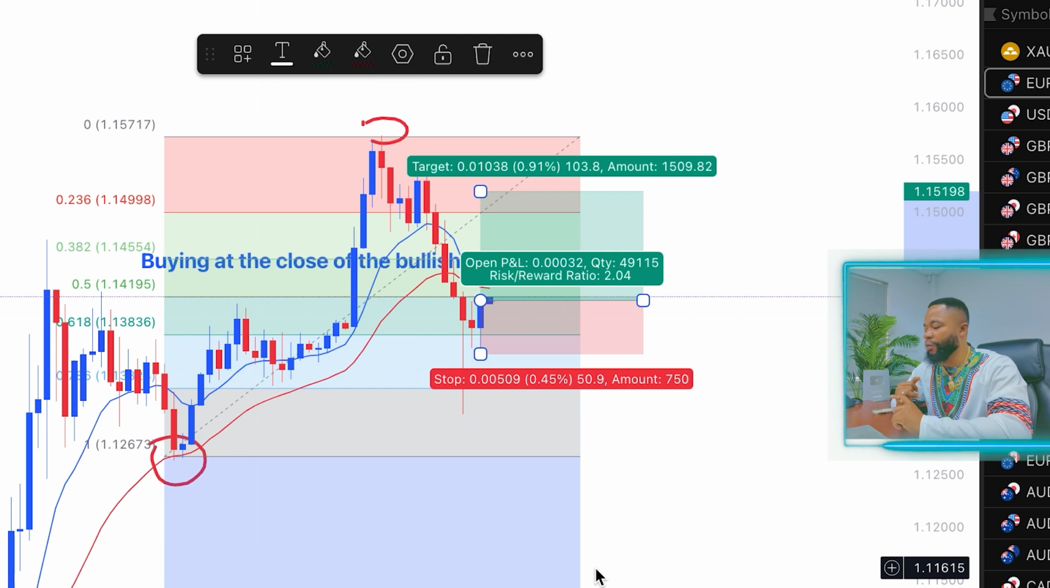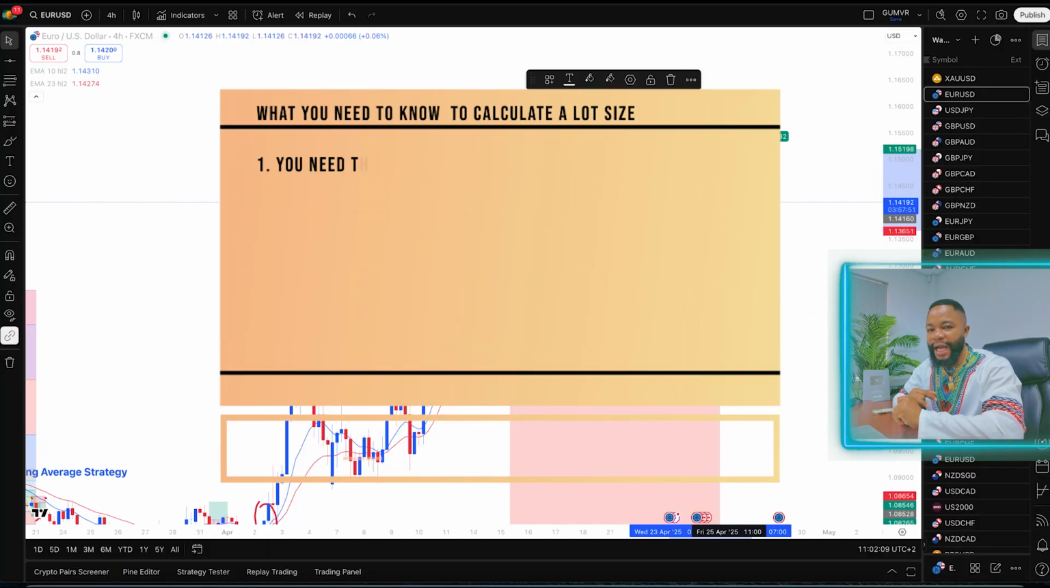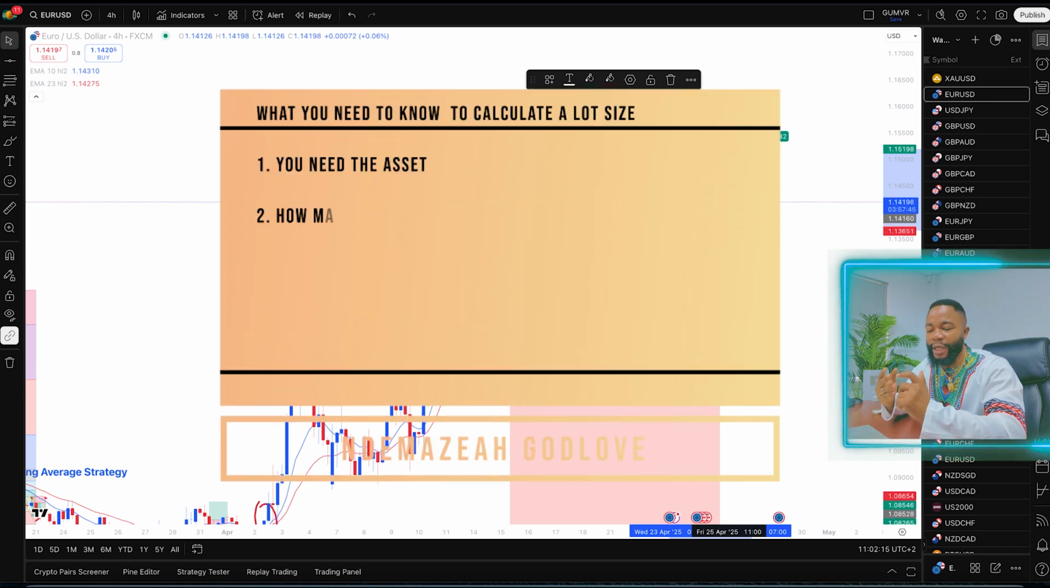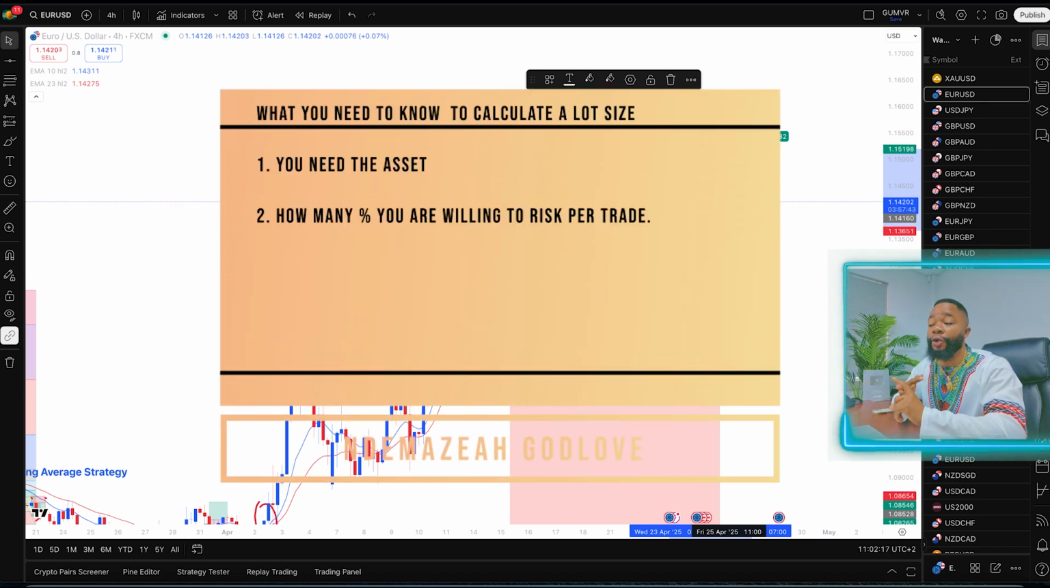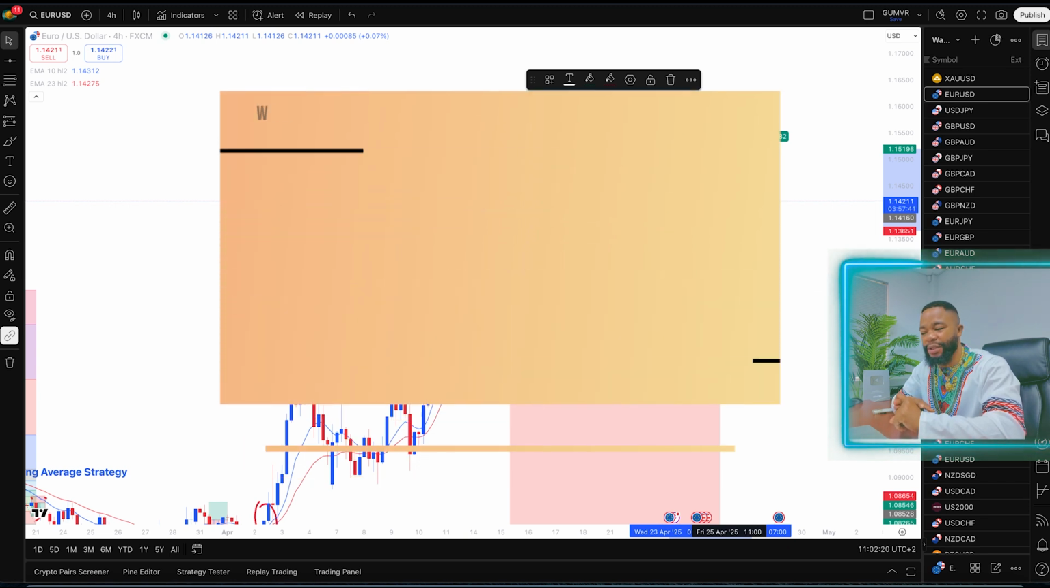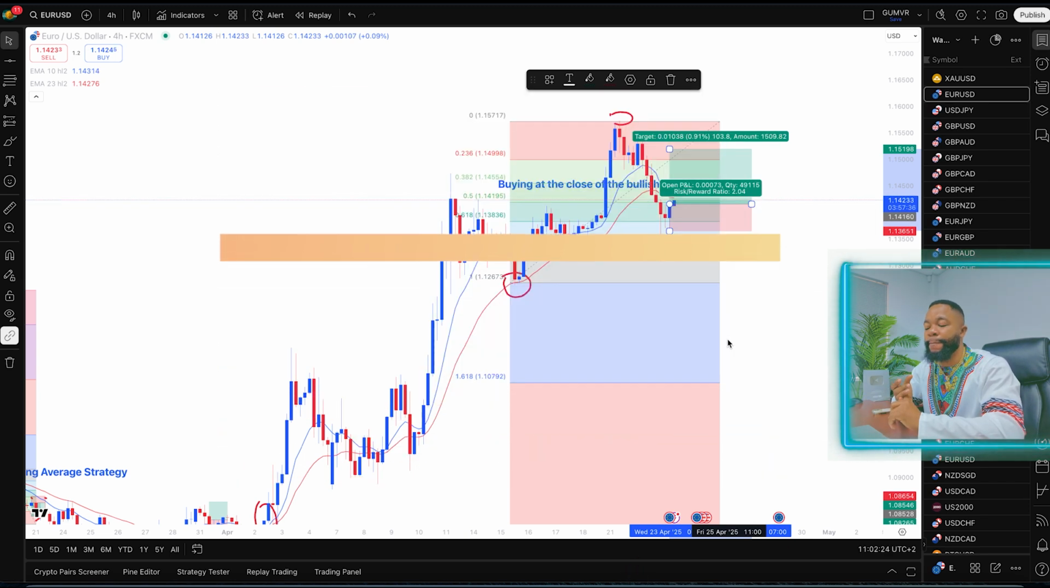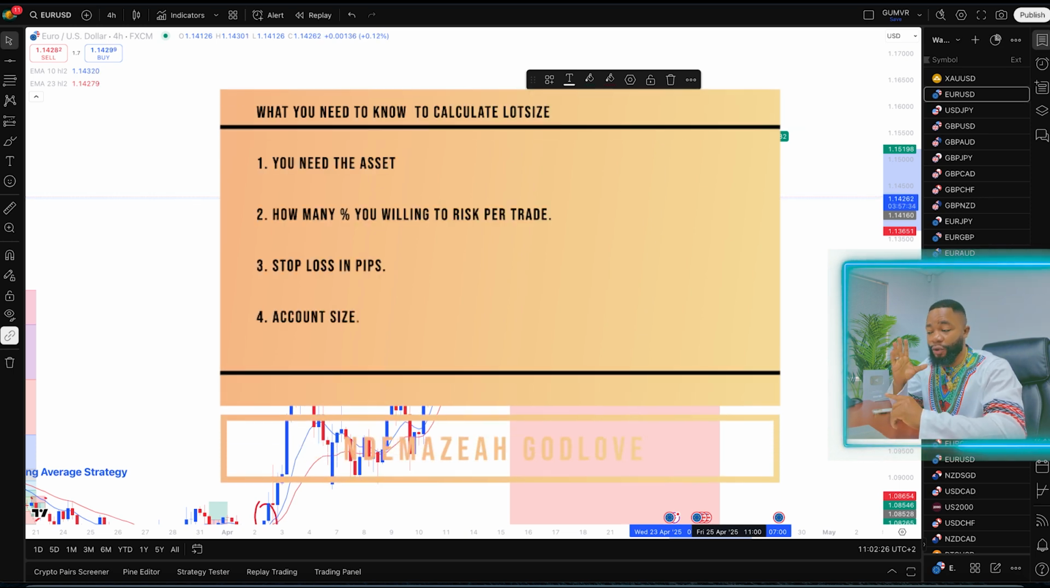What we need to be able to calculate our lot size is, number 1, you need the asset. Number 2, you need to know how many percent you're going to be risking per trade. In our case, let's say we want to risk 1% per trade. You also need to know the stop loss in pips, and then you need to know your account size. Those are the 4 things.